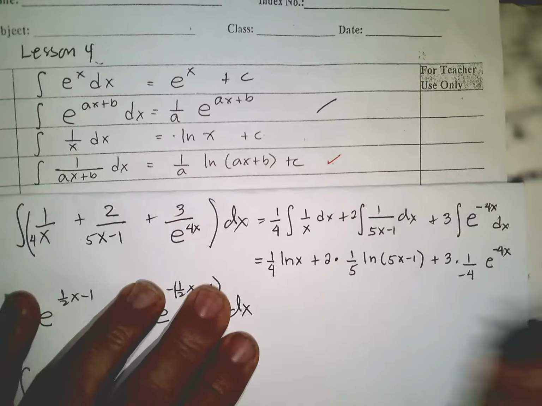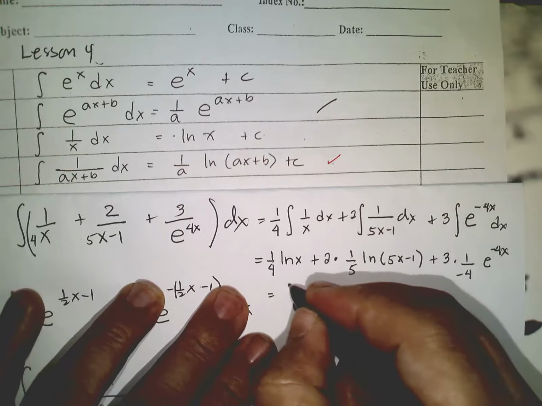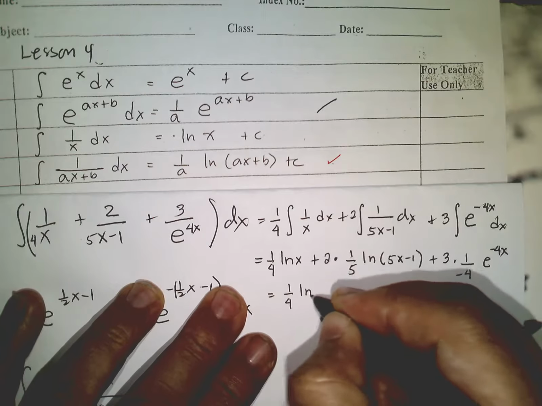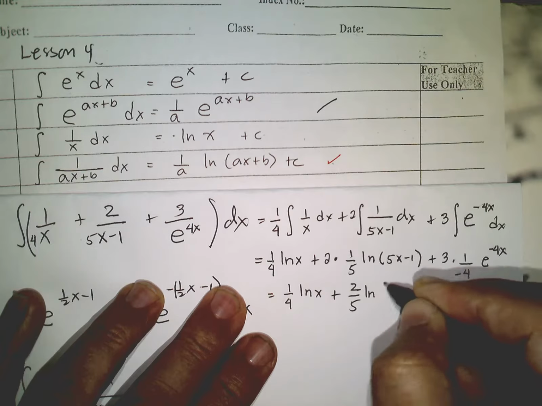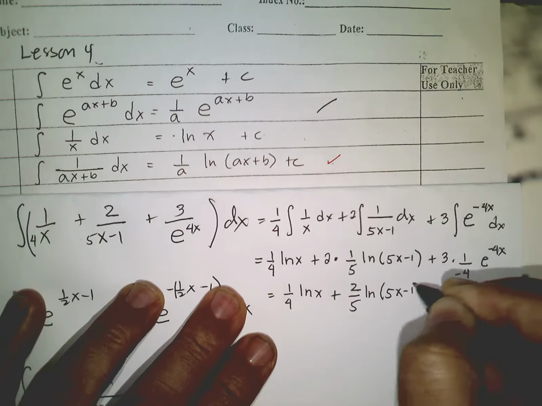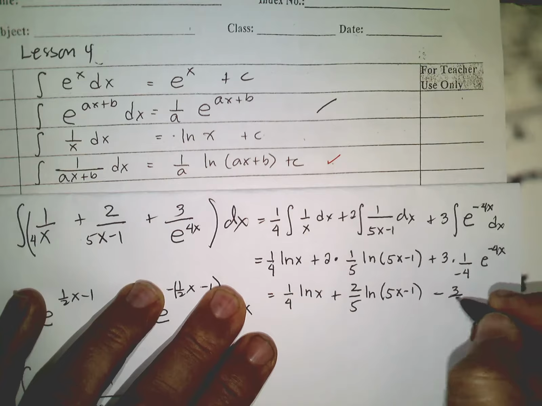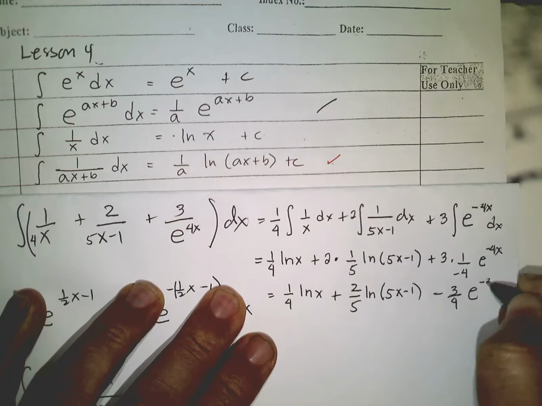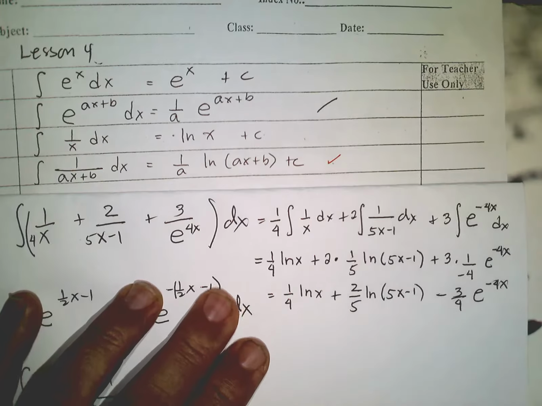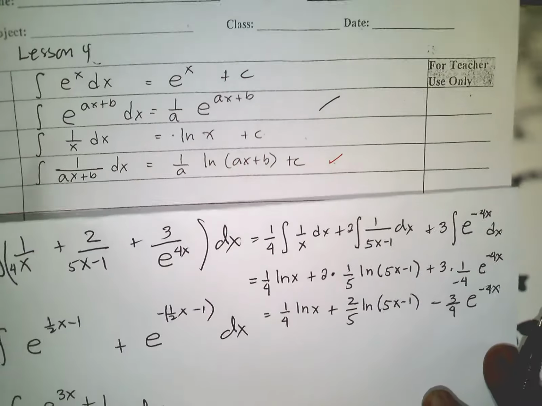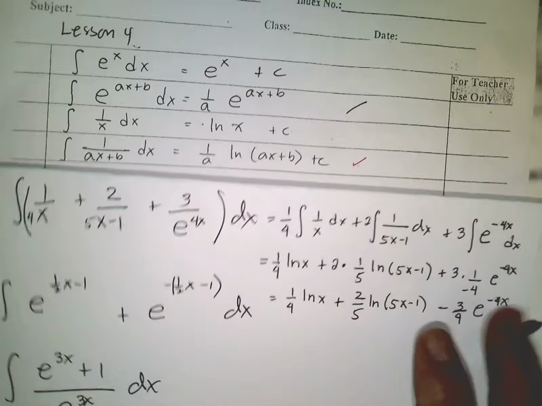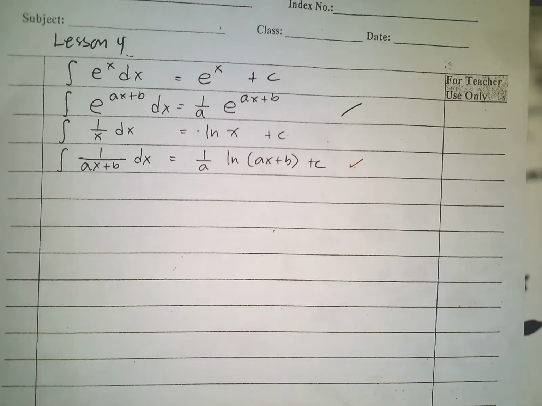Then let's just simplify our answer. So the final answer now is 1 over 4 ln x plus 2 over 5 natural logarithm of 5x minus 1 minus 3 over 4 e to the negative 4x. So that is now our final answer. So this video becomes too long now. It's about 9 minutes. So I will just do one more question, and I'll do the question number 8.